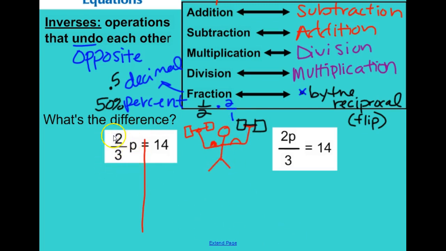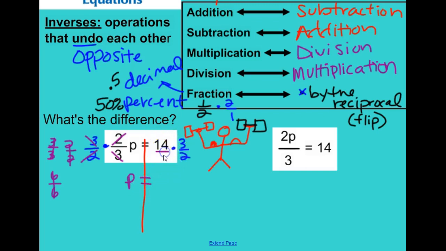If I am going to get rid of this fraction by multiplying by the reciprocal, I have to do it to both sides. So I'm going to multiply by the reciprocal, which is flipping it, 3/2 times 3/2. We know that 3/3 is really just 1, and 2/2 is also just 1. Because it's just multiplying, it's the same as 3 times 2, which is 6. 6/6 is also just 1. So either way, it's going to all cancel out and just leave you with 1p or just p.